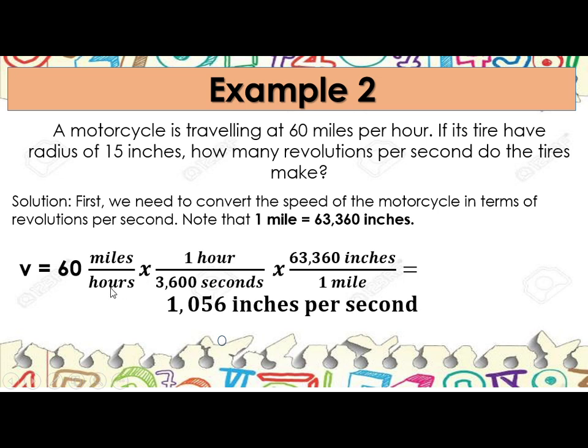Let's convert the hour first. In 1 hour, how many seconds do we have? What do you think? That is 3,600, right? Because in 1 hour you have 60 minutes, and in 1 minute you have 60 seconds. So in 1 hour we have 3,600 seconds. We have to write this 1 hour over 3,600 seconds. Why is the hour on top? Because we need to cancel out the unit itself, the hours. So we have to cancel out that one.